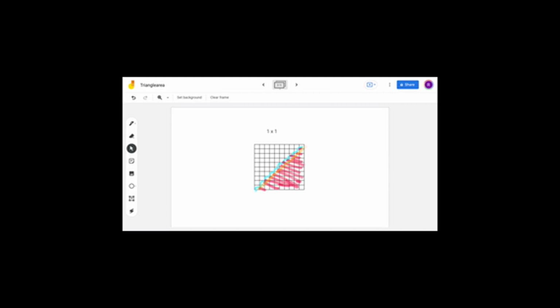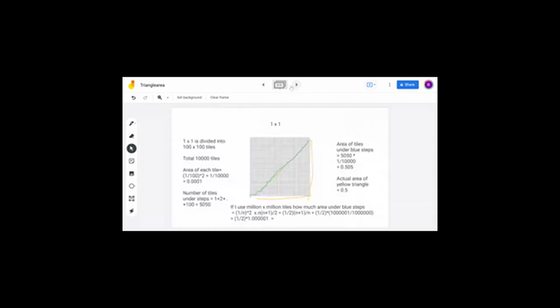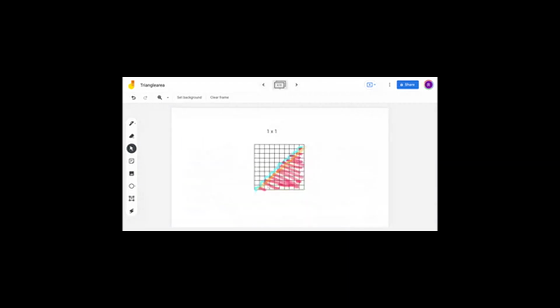Wait. So we are trying to find the area of the triangle, but we are trying to get it by counting these small tiles. Is that right? Yes, sir. So we are not doing it by the method that there is this triangle and this triangle, and I'll just take half of that. I'm just actually counting those tiles in the triangle. But how am I getting these small tiles? What did I do? I divided each side into small parts.